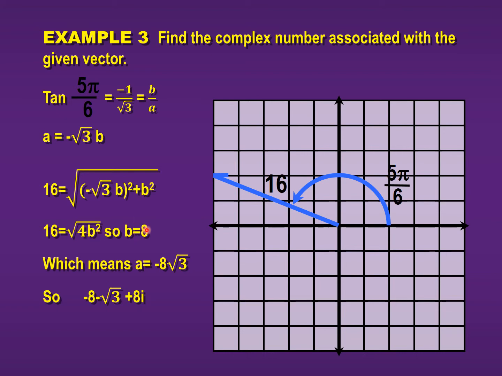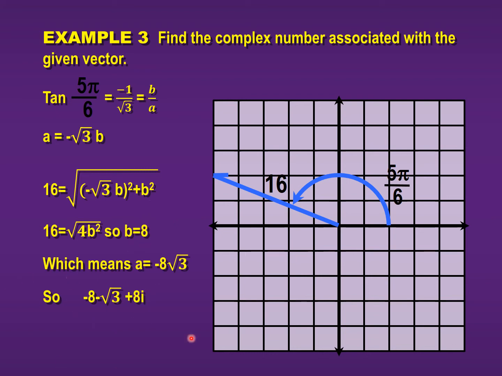So if b is equal to 8, that means that a is equal to negative square root of 3 times 8, or negative 8 square roots of 3. So now I know what b is, and now I know what a is. So that means I can write my complex number. My complex number is going to be negative 8 times the square root of 3, because that was my a value, plus 8i, because 8 is my imaginary part of my complex number.